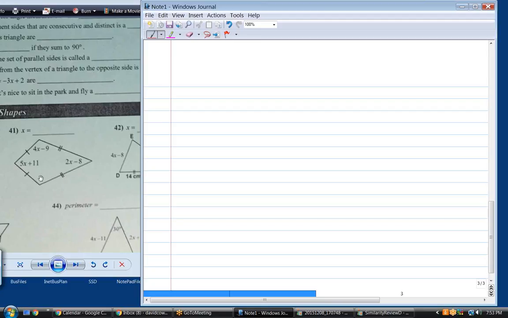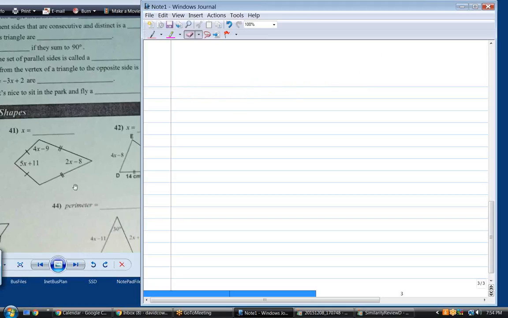What do I know about this 4th angle right there? It's congruent to 4x minus 9. So we can label it 4x minus 9. Now I know all 4 angles in terms of x. What do I know about the sum of the 4 angles? Adds up to 360. So the equation, piece by piece, is 4x minus 9 plus 2x minus 8 plus 4x minus 9 plus 5x plus 11 equals 360.